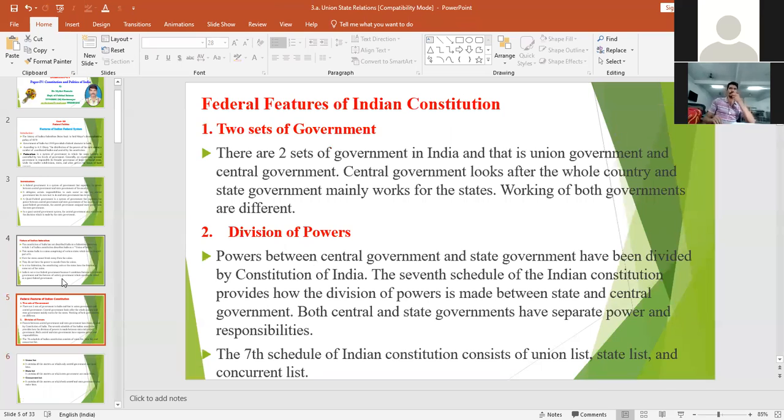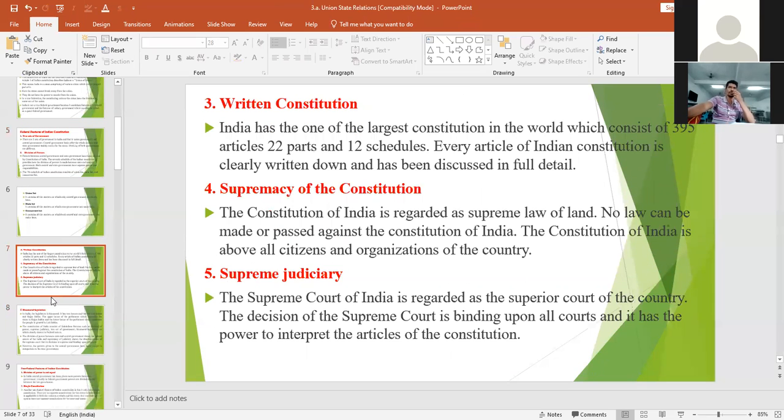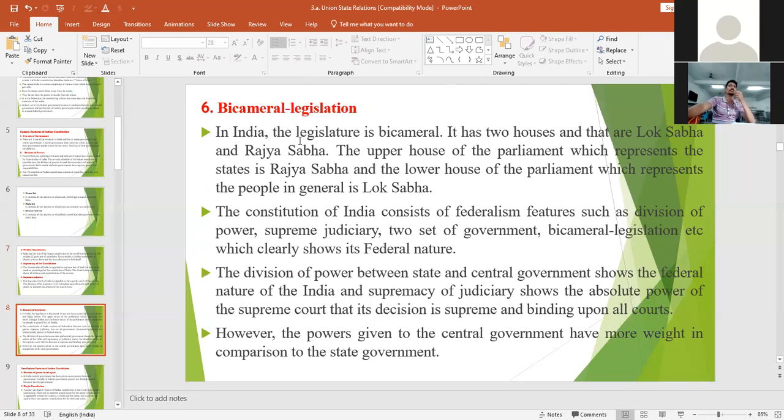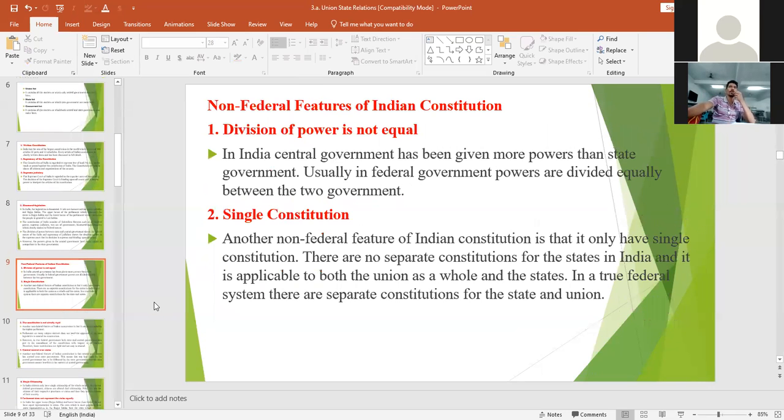And my dear students, today let us discuss the non-federal features. Yesterday we discussed the federal features, like the distribution of power, the two sets of government, the written constitution, the supremacy of the constitution, and the supreme judiciary. I also discussed the bicameralism system, which has been in practice in Indian politics. And today let us discuss some of the non-federal features of the Indian Constitution.